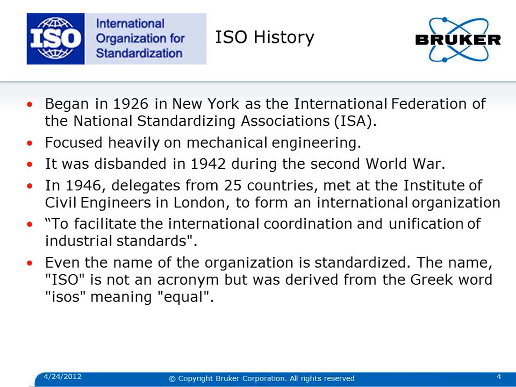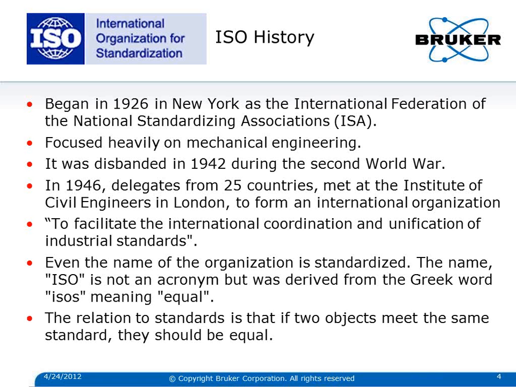So ISO came along and started putting emphasis on we need to have standardization across the globe. So even the name of the organization, it's not an acronym. A lot of people think it's an acronym for the International Organization of Standardization, but if you translate that into different languages, that acronym doesn't make sense. So the name ISO actually came from the Greek word isos, meaning equal. And the reason why that's important is how it relates to standards. If two objects meet the same standard, they should be equal. So ISO was created to create equal standards throughout the world.